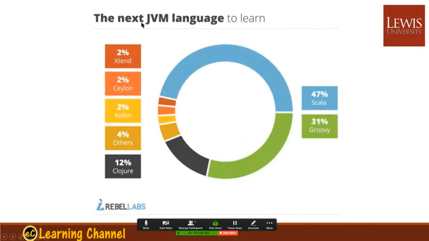Next, Java virtual machine languages. People are still waiting for one to be successful. For the time being, Scala is taking the majority of the market, but as I say, Kotlin is catching up because of strong support from Google.